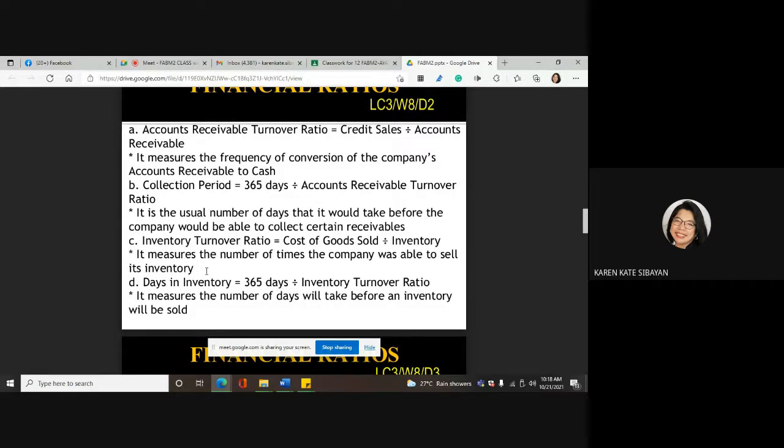Next, inventory turnover ratio is of course cost of goods sold divided by inventory. It measures the number of times the company was able to sell its inventory. So ito yung malalaman natin kung kakabili ko lang ng limang sakong harina, after 2 days, ubos na kaagad. Kaya mahalaga na matitest mo rin yan.